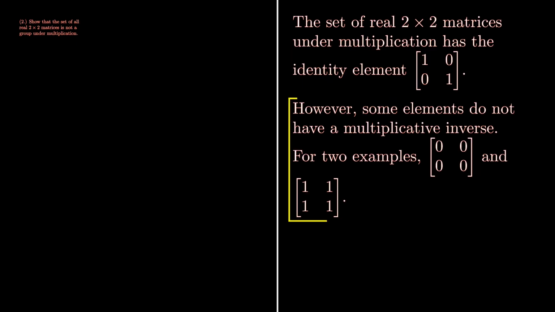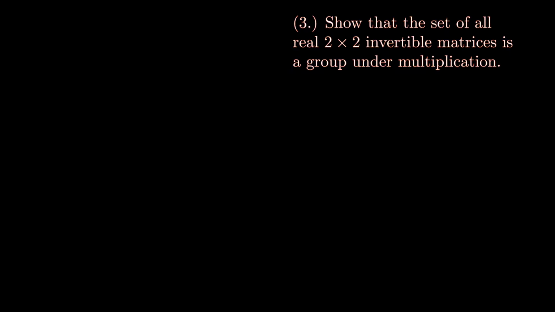But somewhat famously from linear algebra, we know that certain matrices do not have a multiplicative inverse, an inverse matrix as we often call it in linear algebra. And just for the sake of variety, I've named two such matrices. The all zero matrix and also the all one matrix are two examples. There are many more. But let's now move on to exercise number 3, showing that if we take the set of 2 by 2 real matrices that are invertible, this is in fact a group.